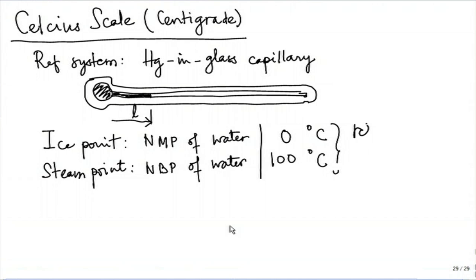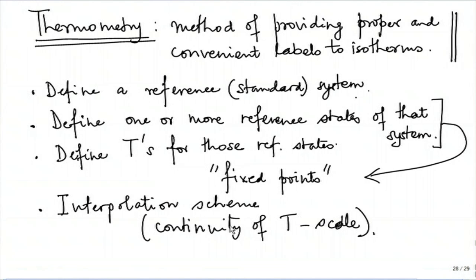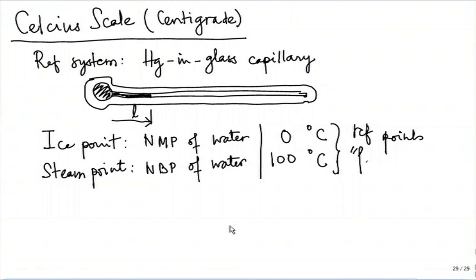So these are the so called reference states and reference points. Three of the four things are done: we defined the reference system, that is the mercury in glass thermometer, we defined two reference states, and we defined temperatures at those two so called fixed points. And finally, the interpolation. What we do is measure the length of the capillary at 0 degree C, let it be L naught, and the length of the capillary at the other fixed point, L 100.